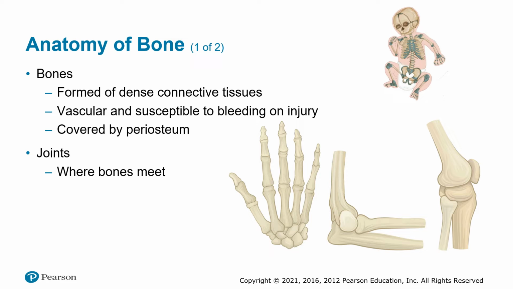So, anatomy of the bone. These are formed of dense connective tissues. They are vascular and susceptible to bleeding on injury. It is covered by the periosteum. And then we have joints where bones meet to allow for bending.